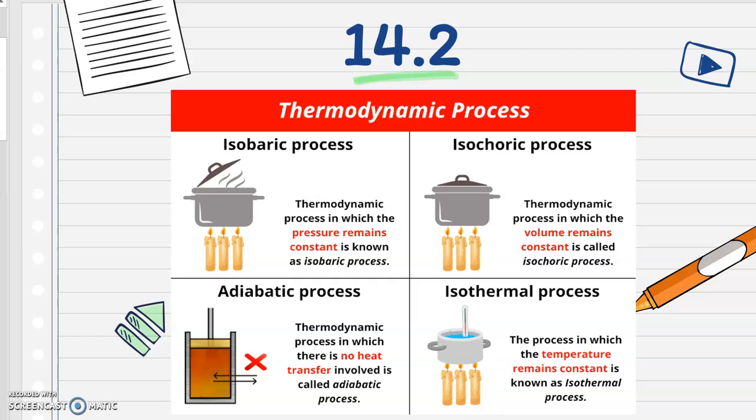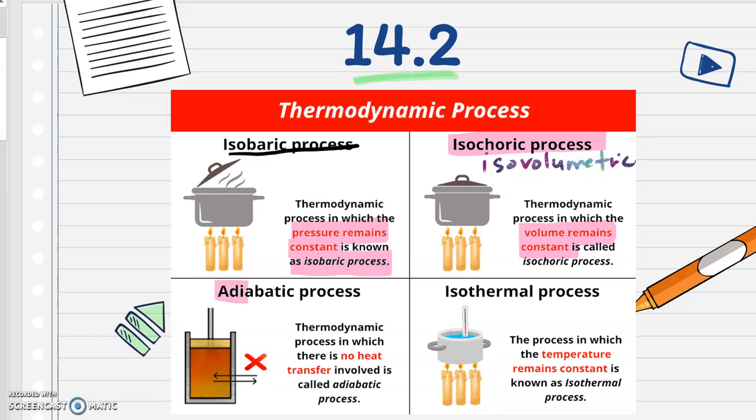Okay, seterusnya kita ada 14.2, which is the thermodynamic process. Remember, kita ada 4 proses. First is isobaric process. Isobaric process is where pressure remains constant. Then kita ada isochoric. Isochoric ni nama lain dia adalah isovolumetric. Okay, ini kita ada volume remains constant.